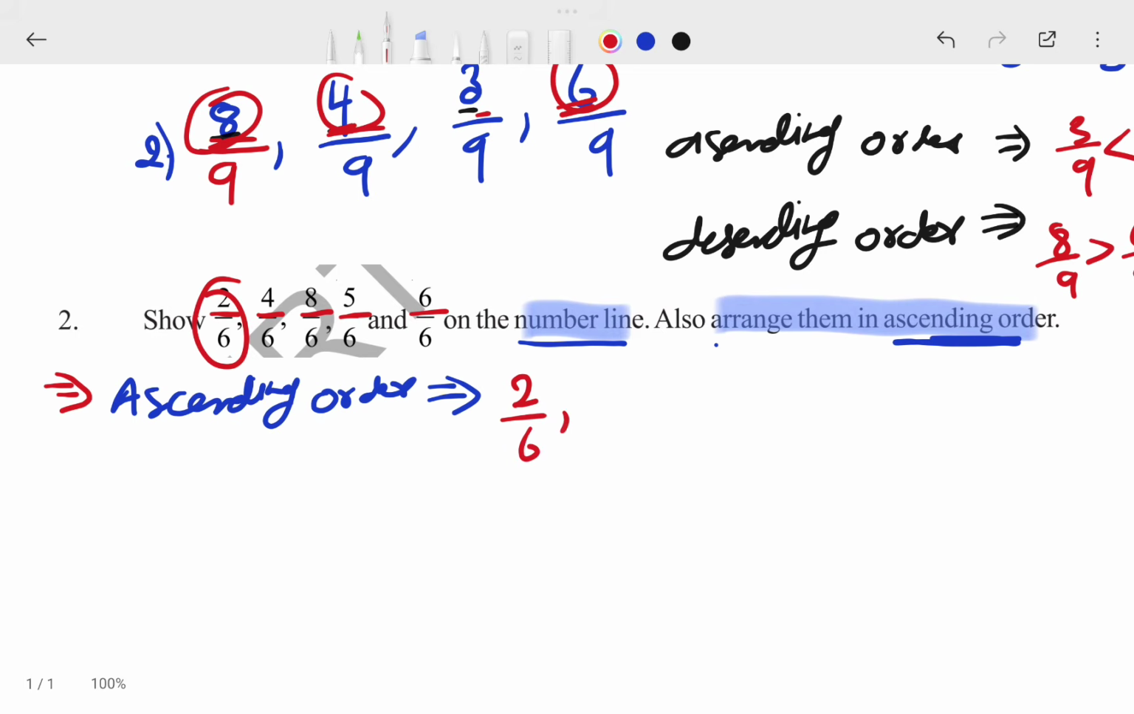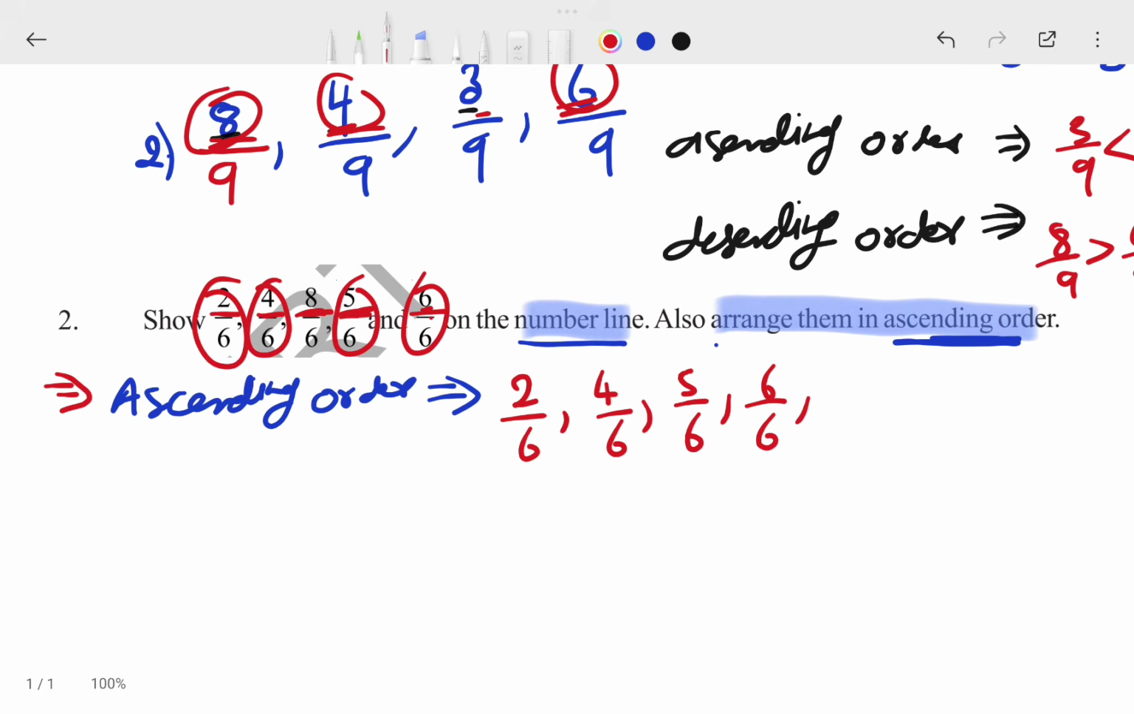We are going to write 2 by 6. Okay, again commas. After that in this 4, 8, 5 or 6, which is smaller? This 4 is smaller, so write like that, 4 by 6. After that, which is smaller? If you look at this 8, 5 or 6, 5 by 6 is smaller, right? 5 by 6. After that 8 or 6, which is 6 by 6, so 6 by 6 is smaller.